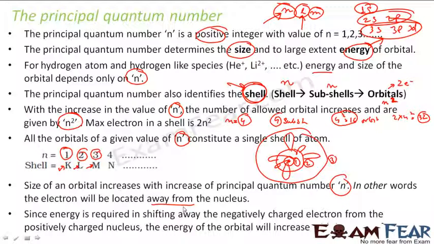Since energy is required in shifting the negative electron away from the positively charged nucleus, the energy of the orbital will increase with an increase in principal quantum number. So the fourth shell will have more energy, the third will have less, the second less, and the first less. That's why this one gets filled first, then this one, then this one. I will explain more in detail.